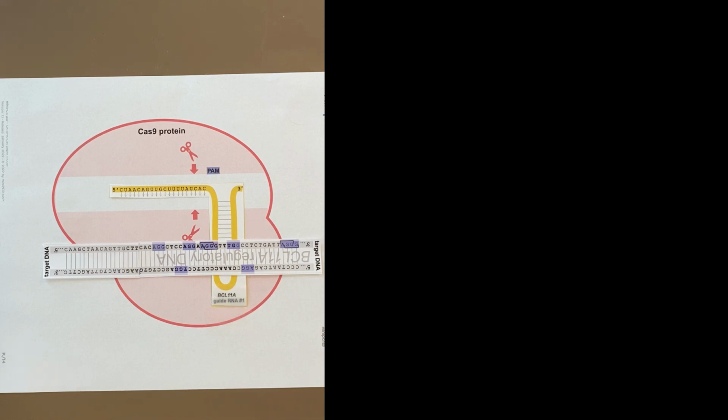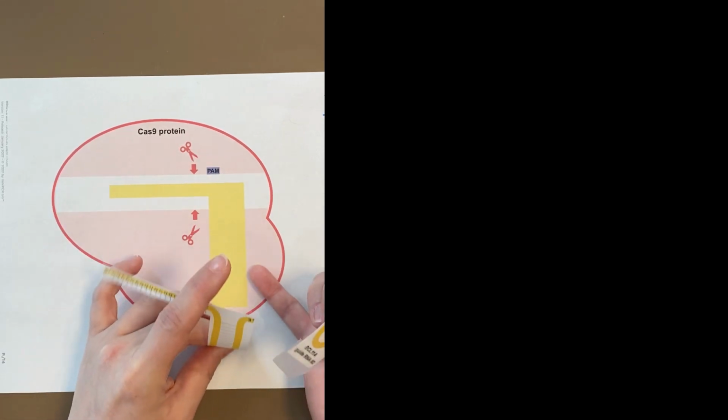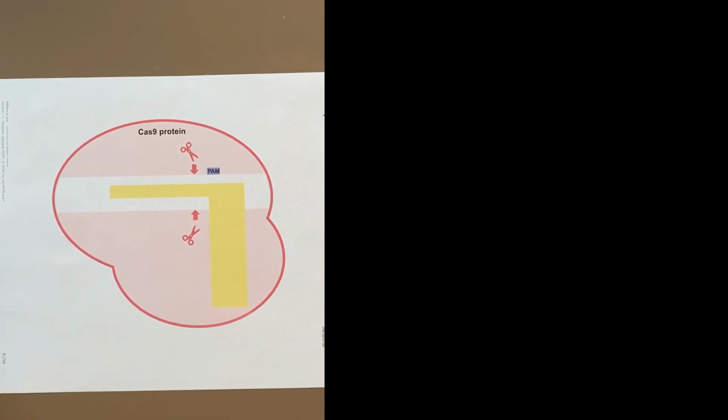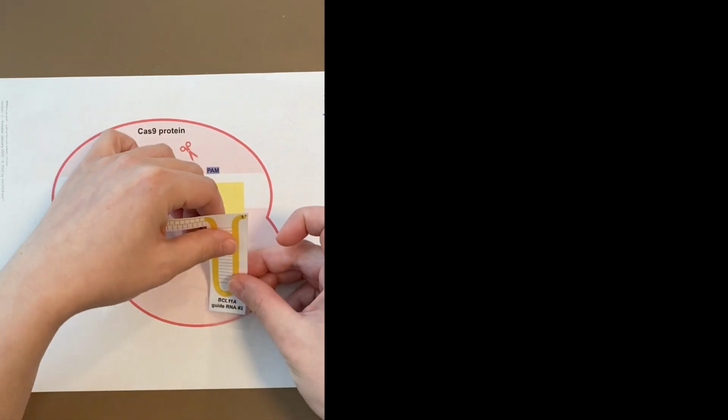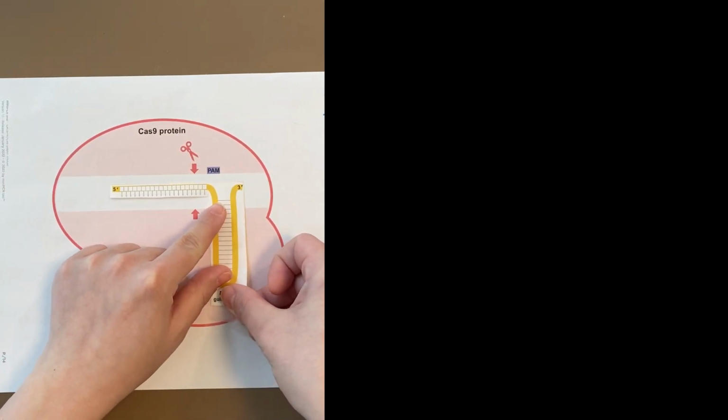The paper model also comes with a blank guide RNA that students can use to design another guide RNA that could have been used to accomplish this same goal. I'll switch out the guide RNAs now and put in a new DNA strip.